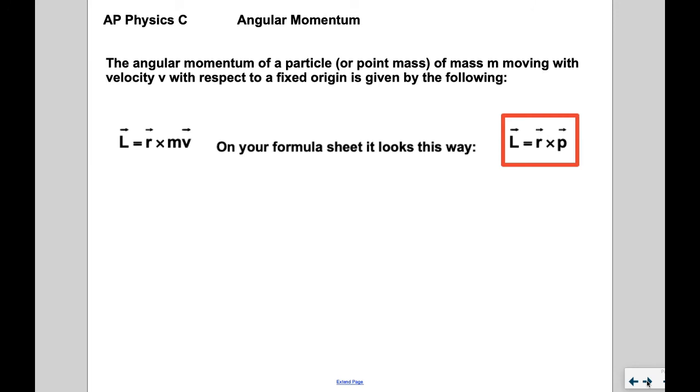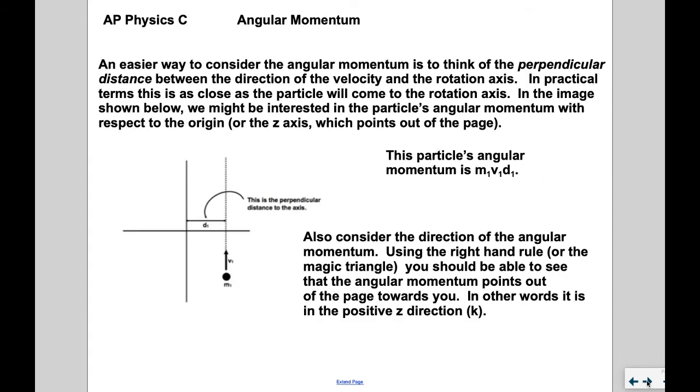Now, when we look at a particle or a point mass that's moving with some velocity v with respect to a fixed origin, we're going to see that its angular momentum is given by r cross p. r is the position vector with respect to the origin, and p is the object's linear momentum. As long as the line of action of the object's velocity doesn't pass through the origin, that object will have some angular momentum.